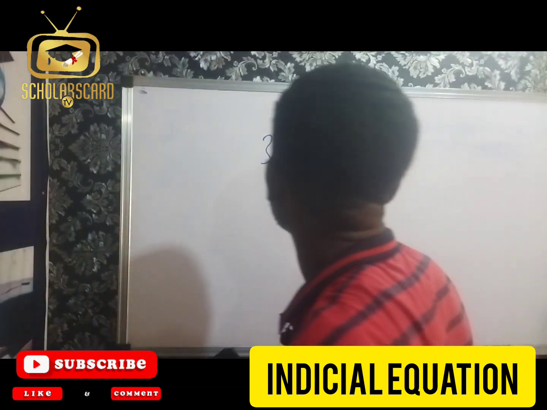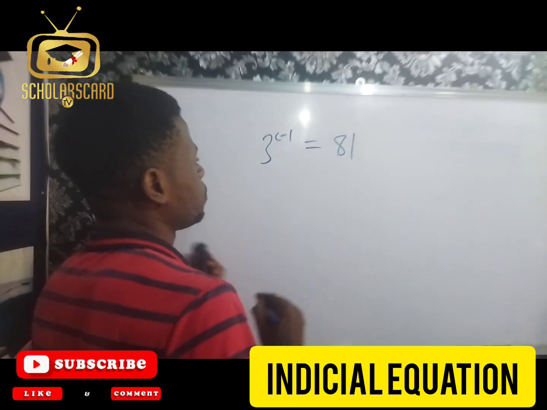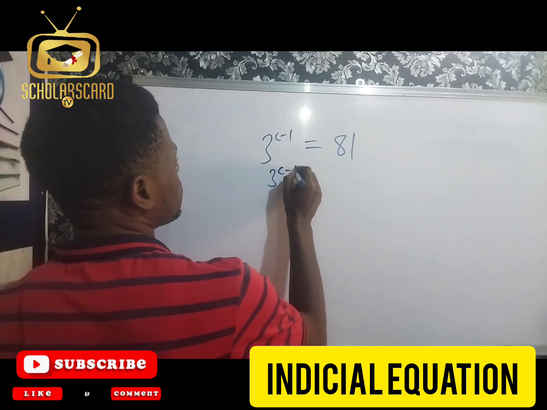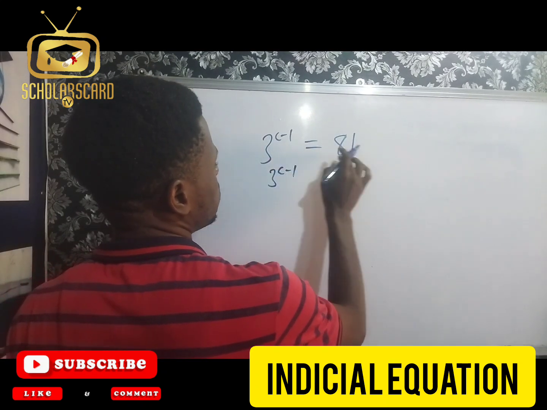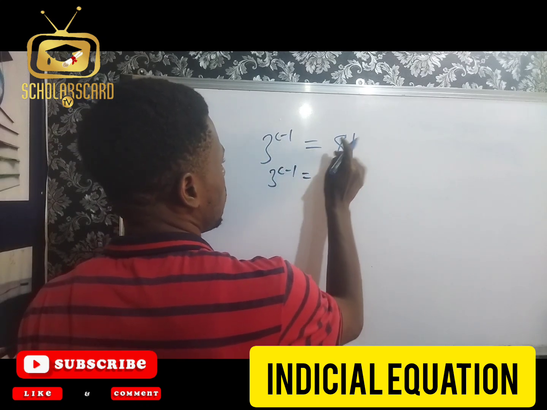Given that 3^(C-1) = 81. Now let's go. We bring the 3^(C-1). So this one, we are going to make it, this is 2, and make it to become equal bases with this 3, which is what? And power, which is what?